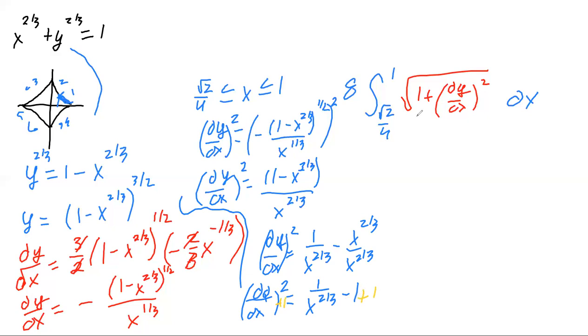So when we add 1 to this, those cancel out. And this whole thing in here, we have 8 times the integral of radical 2 over 4 to 1. Those cancel out. We just have the square root of 1 over x to the 2/3 power dx. Square root of 1 is 1. The square root here is really multiplying by the 1/2 power. So we have x to the 1/3 dx, which I now copy on the next page.